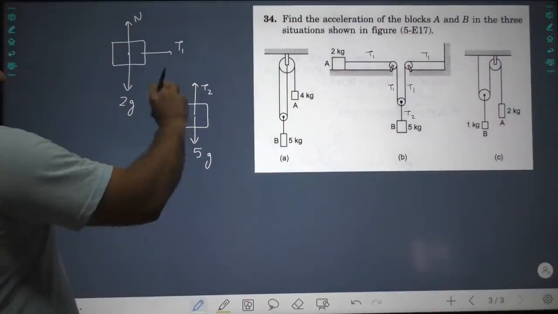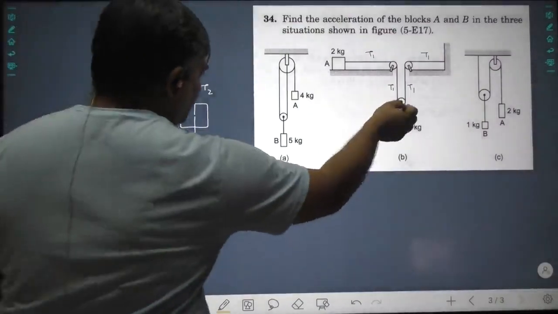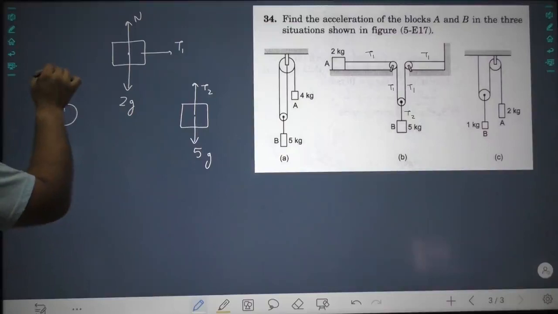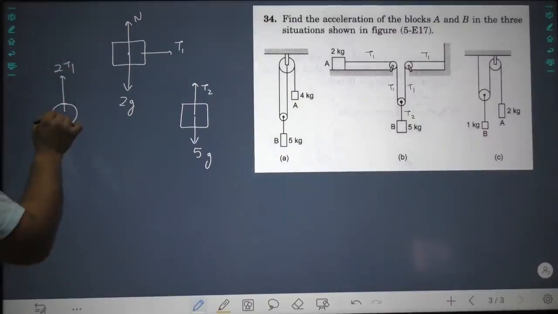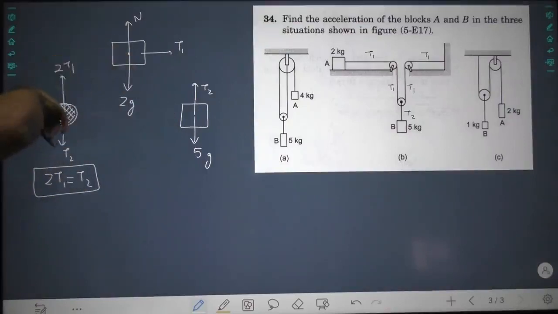How many of you got this right? Now, to get a relation between T1 and T2, for the massless pulley, 2T1 acts upward, T2 acts downward. And since the pulley is massless, about any massless object, the forces must always be balanced. So 2T1 equals T2. This directly comes into play. Is this thing clear? How many of you got all the forces on these three right?